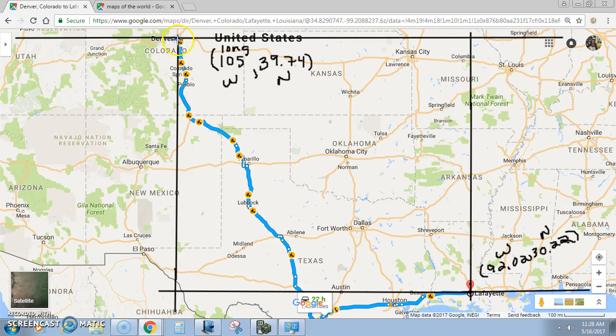So I picked Denver, you can see up here in the top left-hand corner of the screen, and Lafayette, Louisiana, down here in the bottom right-hand corner of the screen. And I found the longitude and latitude of both places. The longitude of Denver is 105 west, 39.74 north, and the longitude of Lafayette is 92.02 west and 30.22 north. So it's important to have that west and north there.